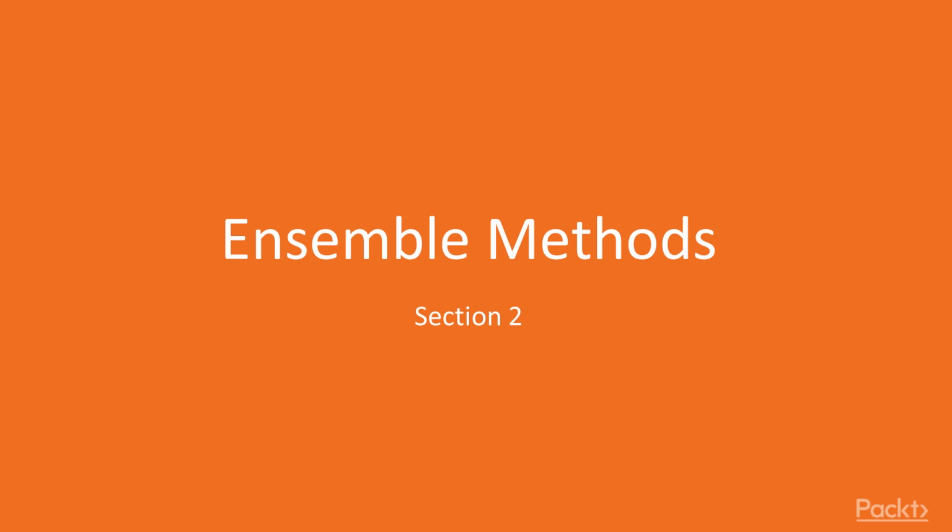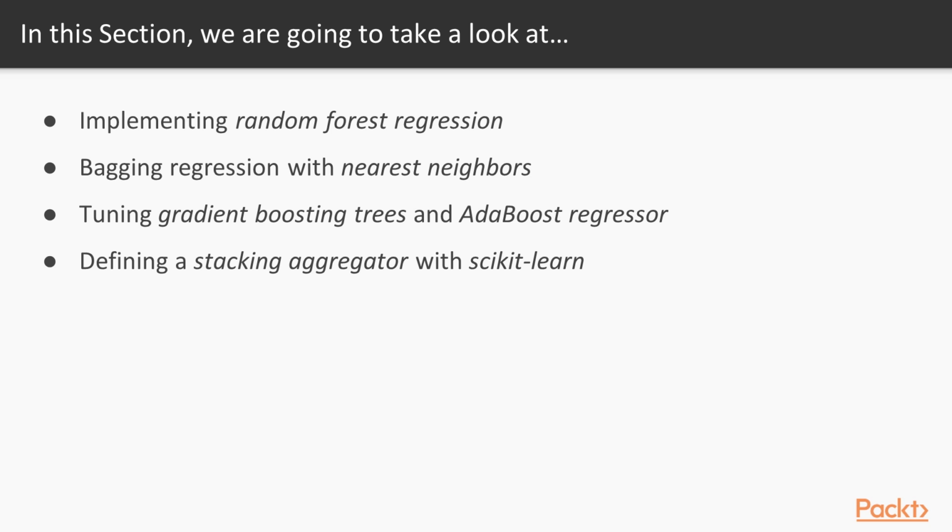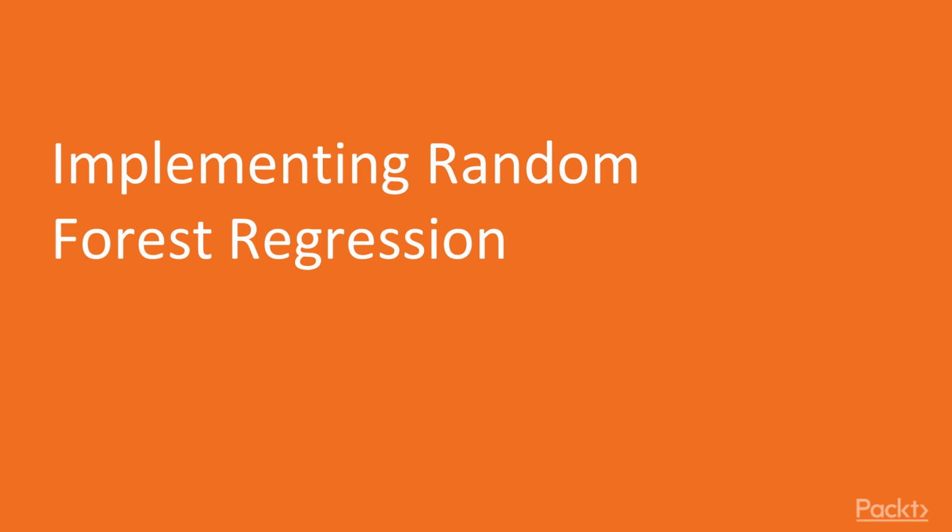Welcome to the brand new section of this course, Ensemble Methods. In this section, we will start with implementing random forest regression, then bagging regression with nearest neighbours. After that, tuning gradient boosting trees, and AdaBoost regressor. And finally, defining a stacking aggregator with scikit-learn. Now let's move on to the video, implementing random forest regression.